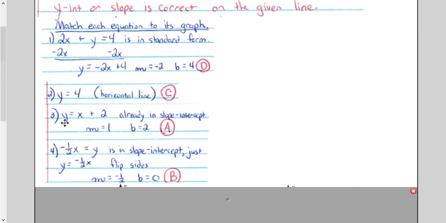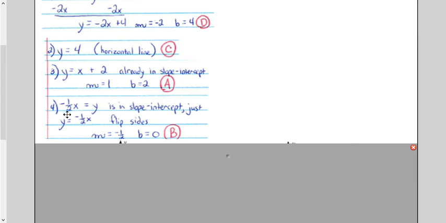Number 3, we actually have a slope-intercept equation. What if there's no number in front of the x? Well, in that case, it's a 1, so our slope is positive 1. This is a plus 2 after that, so my y-intercept is 2. And number 4, negative 1/2 x equals y. Well, my y is by itself. You might want to flip the sides just so it's a little easier to see it's in slope-intercept. Negative 1/2 x with no y-intercept shown, but that means your y-intercept is 0 and my slope is negative 1/2.